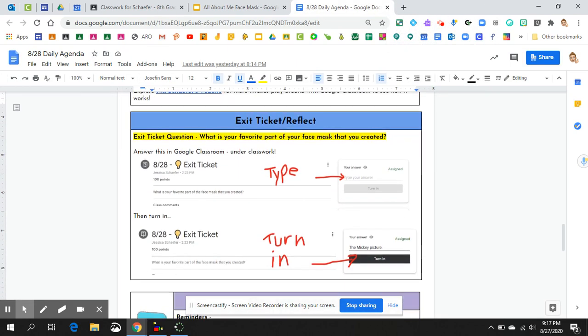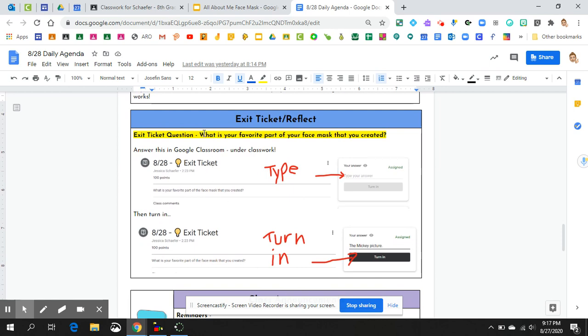You have an exit ticket for today. And so your exit ticket is in Google Classroom. And it's a question that says, what is your favorite part of your face mask that you created? And you will type your answer up here above the turn-in box. It'll then turn gray or darker color, and you'll be able to turn it in.